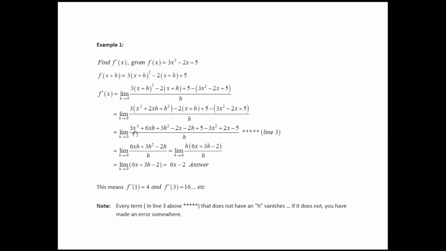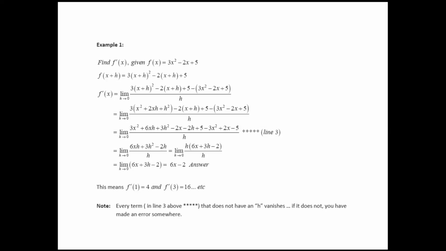3x squared doesn't have an h, minus 3x squared doesn't have an h, and they're opposites. The 3x squared vanish. Minus 2x doesn't have an h, plus 2x doesn't have an h, they're opposites, they vanish. 5 doesn't have an h, minus 5 doesn't have an h, the 5's vanish, leaving me, and everything left must have an h in it.